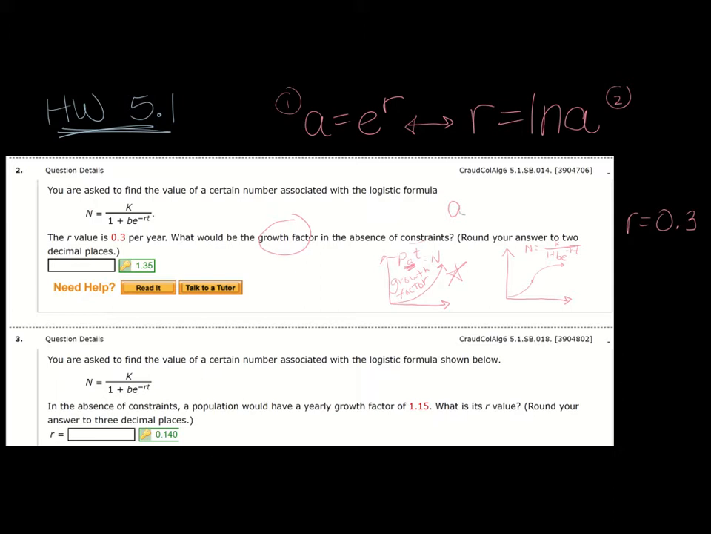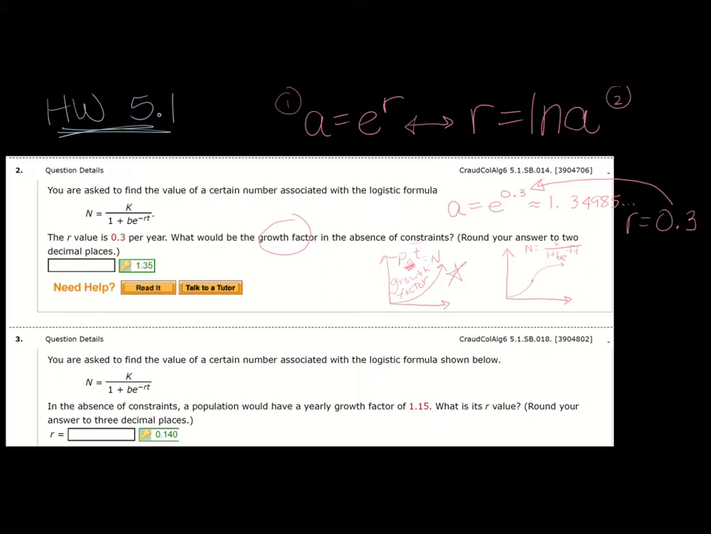I'm looking for A, my growth factor in the absence of constraints, equals E. Remember, we know that's just a constant number. You can find that in your calculator in the first column. Second ln will get you there. E raised to the power of R. Well, we know the value for R. I'm just substituting that into my formula here. And what I get in my calculator, what pops out is 1.3498 blah, blah, blah. It just keeps going.